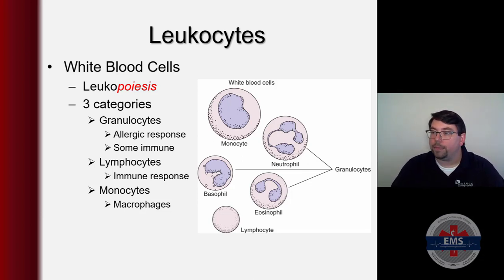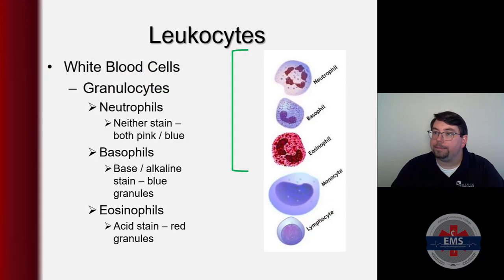So you may have things like neutrophils or eosinophils or basophils or monocytes. Those are different components that you're looking at. White blood cells, again, the granulocytes: the neutrophils, the basophils, and the eosinophils. This is one of the ways that they look at it.